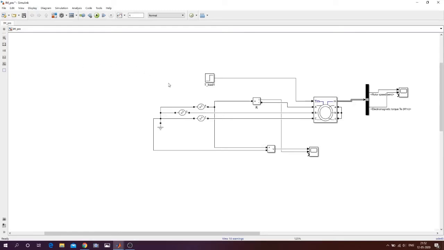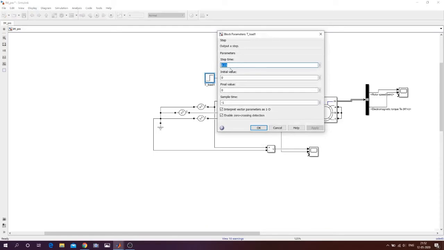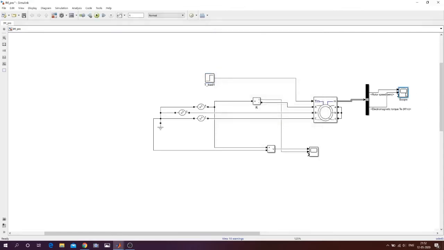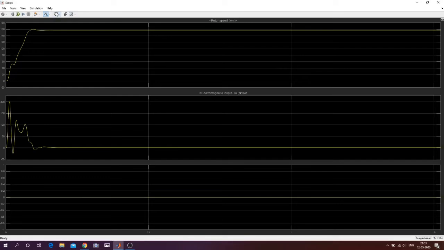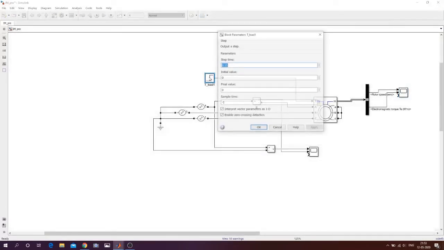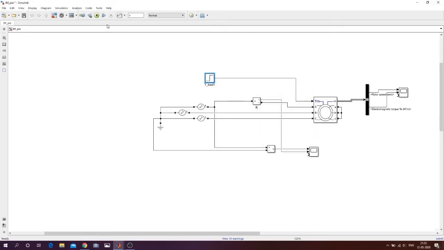Now what will happen if we increase the load torque? For increasing the load torque, we will define the step time here. You can define anything, but it should be in this stable zone. You can even define it as 0.25 also, because at 0.25 the machine is in the stable zone. So let us define it as 0.25. The final value will be 20, meaning 20 Newton meter. So let us run this one.